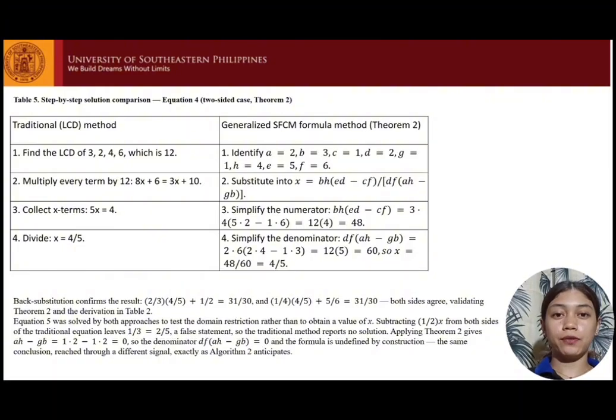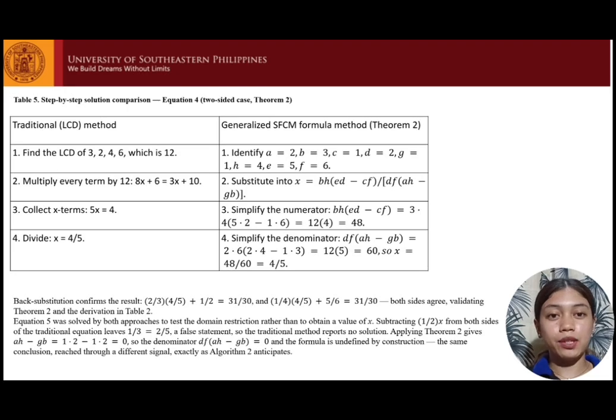With the traditional method, we first find the LCD of all four denominators, 3, 2, 4, and 6, which is 12. Multiply every term through and simplify down to 5x equals 4, giving x equals 4 over 5. With theorem 2, we identify all 8 coefficients A, B, C, D, G, H, E, and F directly from the equation and substitute them into x equals BH times the quantity of ED minus CF, over DF times the quantity of AH minus GB. Working through the arithmetic, the numerator comes out to 48 and the denominator to 60, which reduces to 4 over 5. The exact same result.